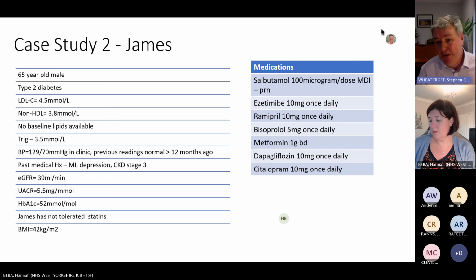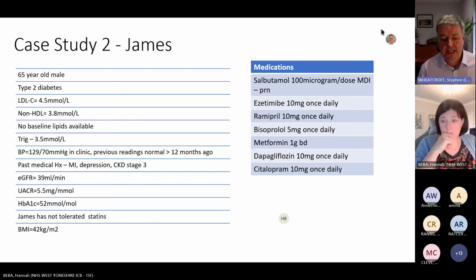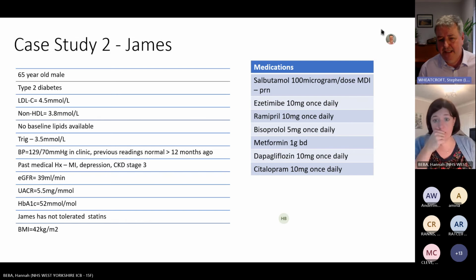So he's actually reasonably well treated in terms of the agents we have available, with metformin for diabetes, glucose lowering, dapagliflozin for its multiple effects in terms of diabetes, cardiovascular disease and kidney disease. We'll discuss some of that. He's on ramipril and bisoprolol following his heart attack. And as we'll see, he's not tolerated statins in the past and is currently receiving treatment with ezetimibe.